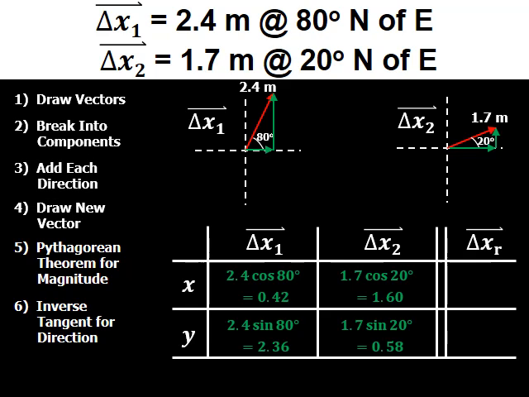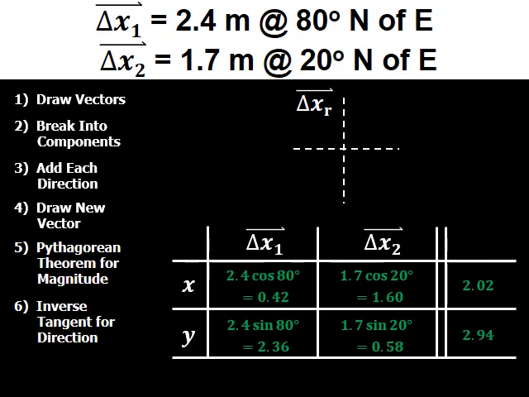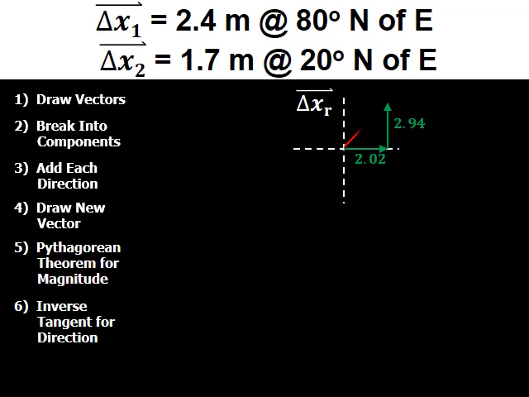Next, we're going to add each direction. 0.42 plus 1.60 is going to be 2.02. 2.36 plus 0.58 gives us 2.94. Next step is to draw the new vector, so we get rid of those up there. We go ahead and put our x component as 2.02. Our y component is going to be 2.94. Then we draw our hypotenuse with the angle that we're going to be measuring.